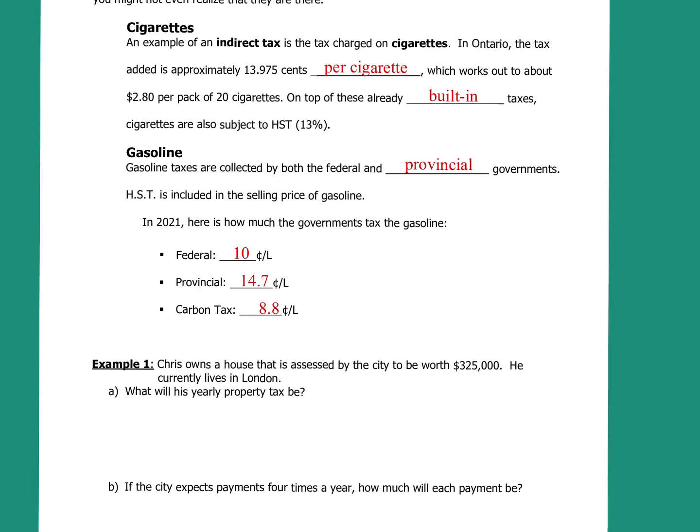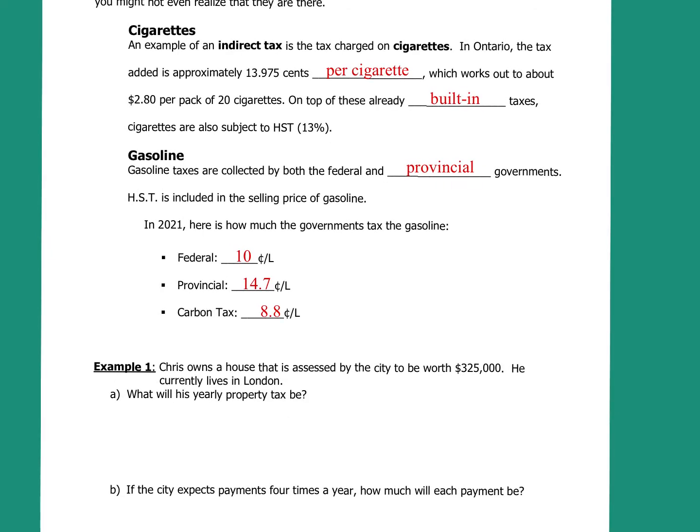And the same here with gasoline. So when we fill up our cars and our trucks with gas, the price that we're seeing at the gas station, there is a tax on that, but it doesn't get added on after. It's already built into that price. So it's collected both by the federal and provincial governments.